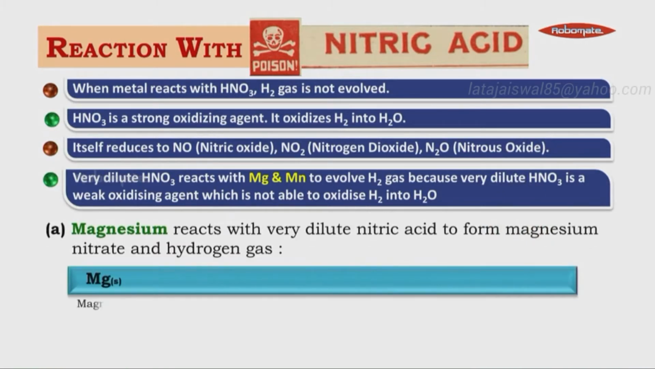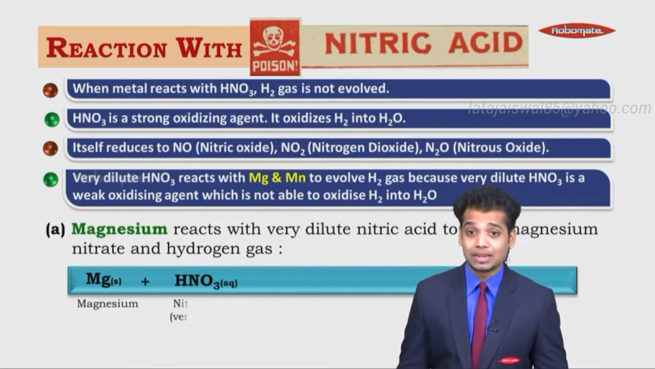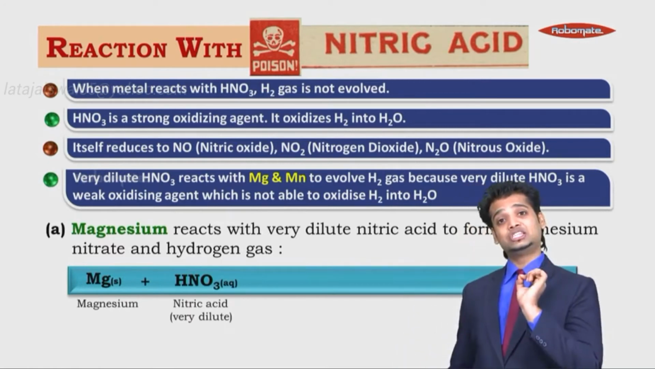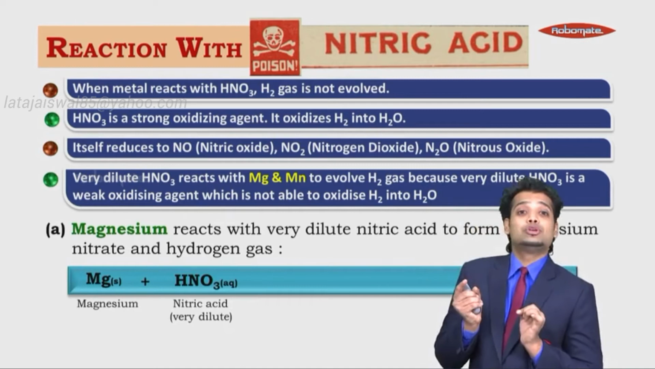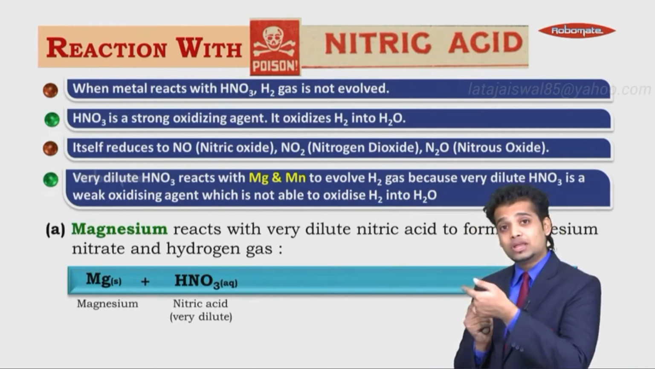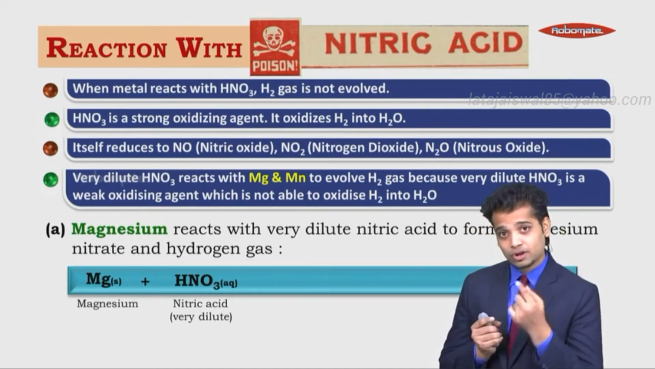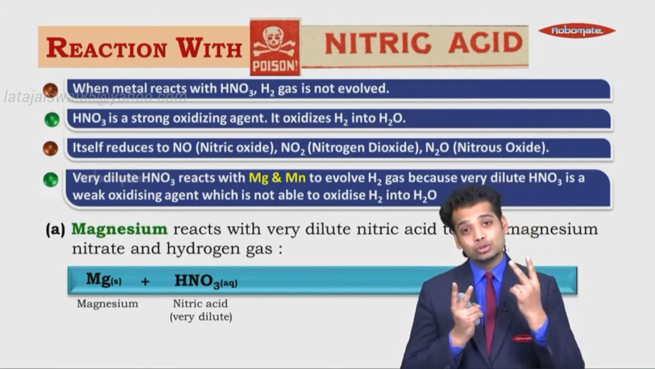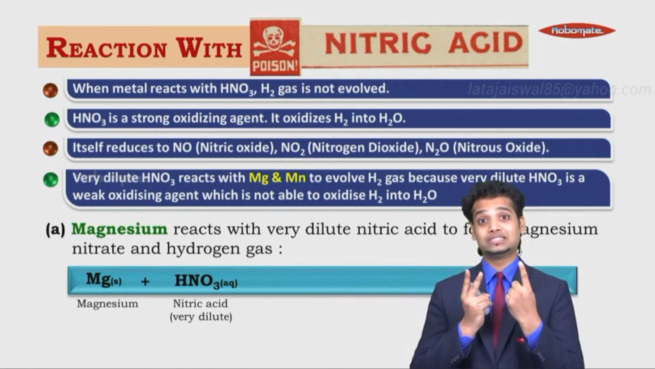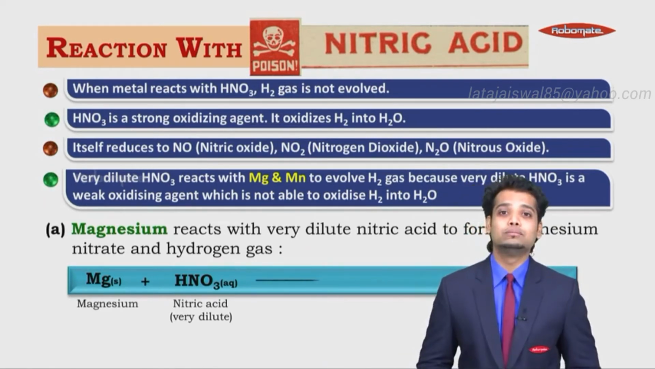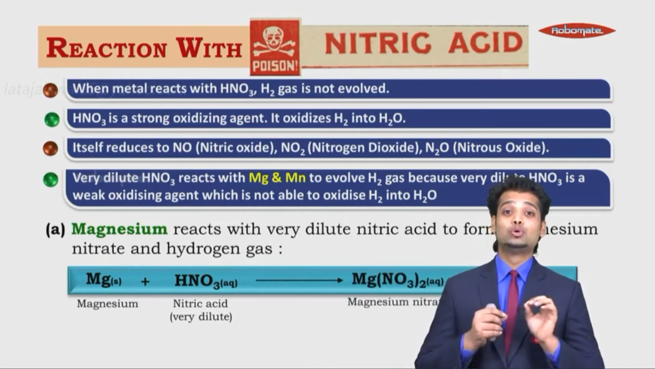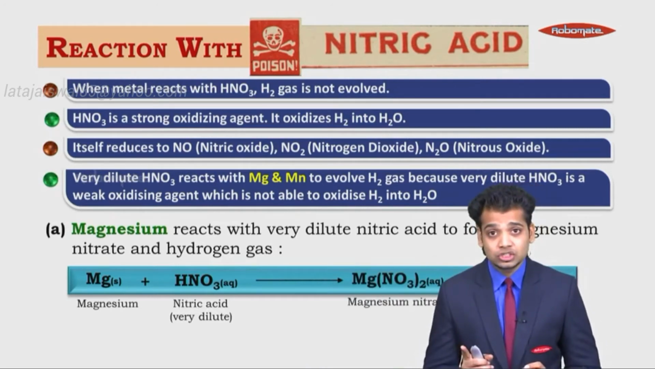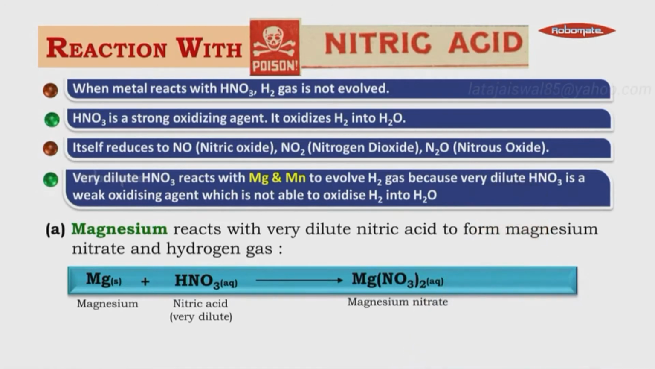Let's start: Mg plus HNO3. Magnesium is a metal, so it is going to be positive. H is going to be positive, NO3 is going to be negative. So when magnesium reacts with NO3, it will do so with the help of valency. Magnesium's valency is 2. Nitrate's valency is 1. Crisscross: Mg(NO3)2. H is going to come out. So Mg(NO3)2 plus H2 gas.